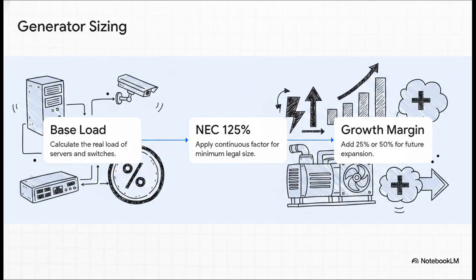Here's the exact progression the tool uses to spit out a kilowatt recommendation for your backup generator. First, it calculates the base load of every single server, switch, and camera you've added. Second, it applies that NEC 125% continuous factor to get your minimum legal size. Third, it generates kilowatt recommendations that include a 25% or 50% growth margin. Because, as a good engineer, you never design a generator to be maxed out on day 1, you always design for day 2 and beyond.